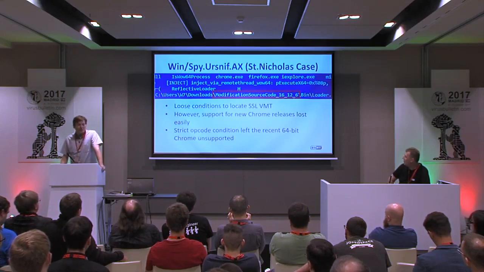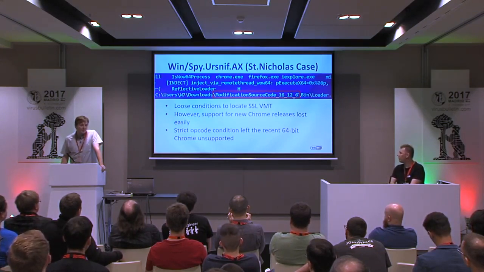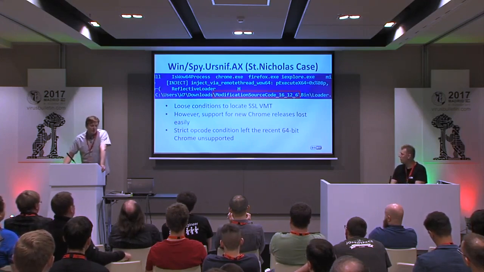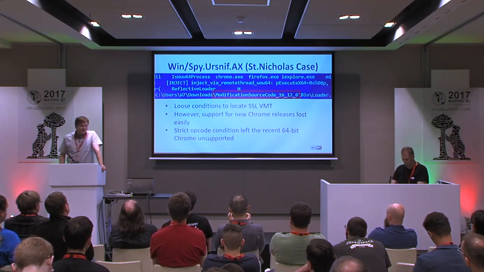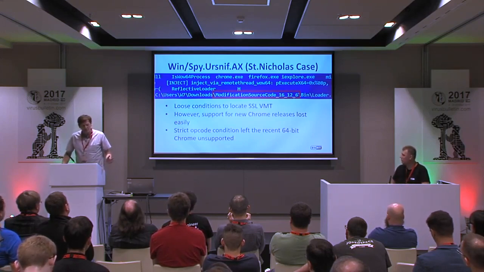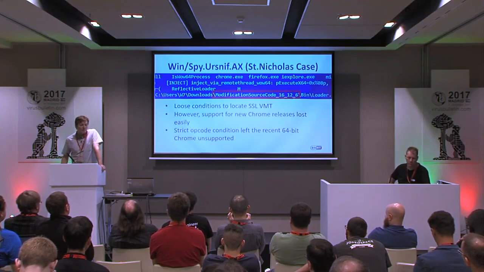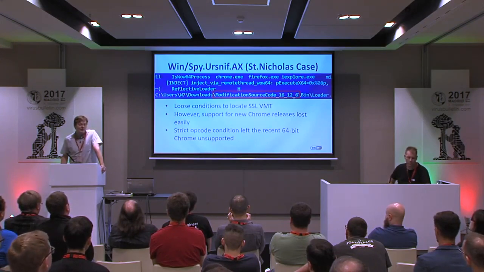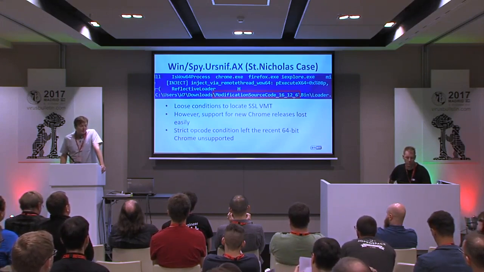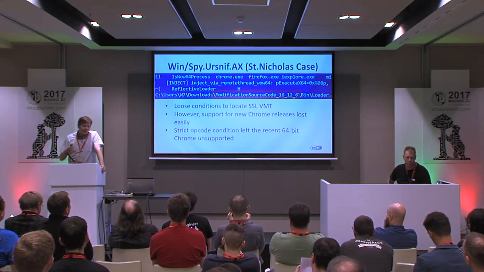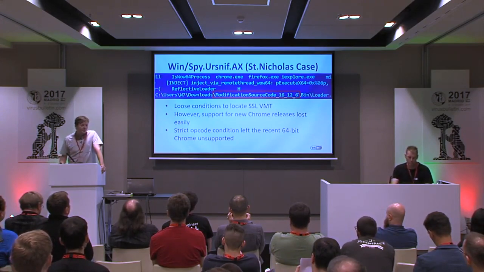But as we mentioned already, in 2015 there was a switch from NSS3 to BoringSSL, so the leaked source code of SpyEyeSniff didn't work for recent Chrome versions. So they needed to re-implement MITBs for Chrome. And actually they invented some very loose conditions. That was fine because it worked. However, they were losing support for new Chrome very easily. And actually these were the only guys that were able to lose MITB support for Chrome within architectures, like supporting 32-bit and not supporting the 64-bit variant.